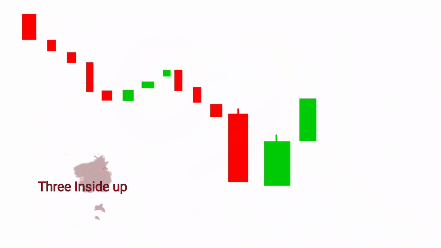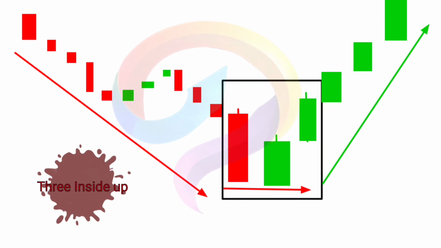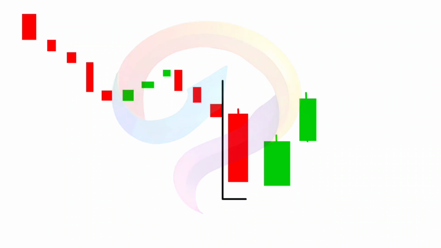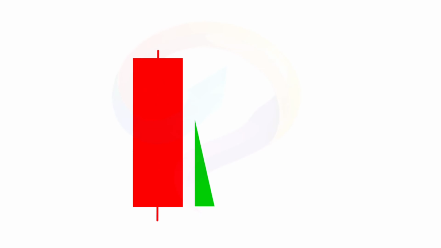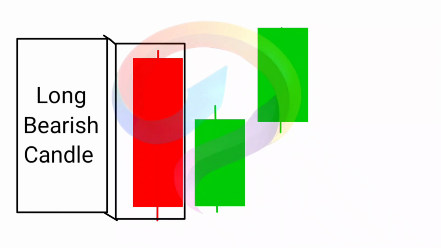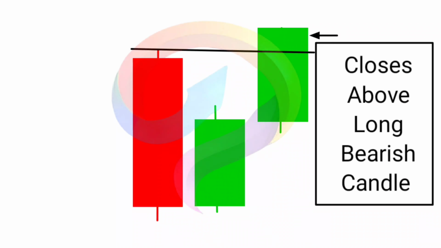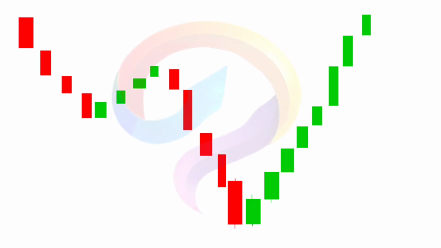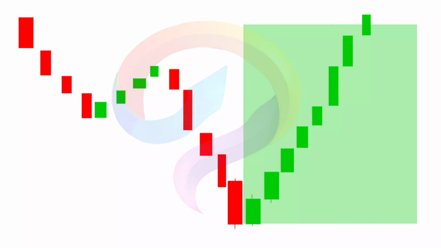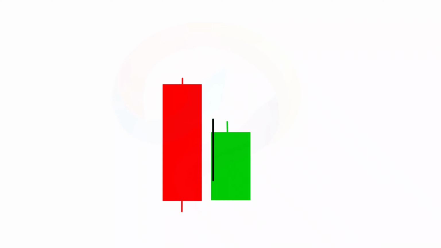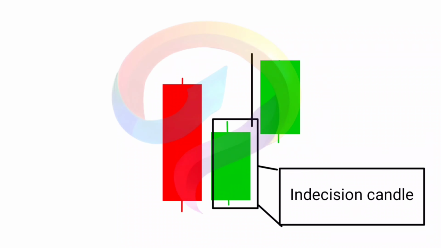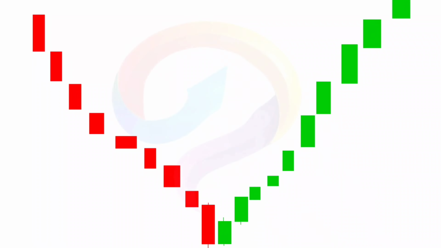3 Inside Up is a bullish candlestick pattern that forms after a downtrend. It is composed of 3 candles, with the first being a long bearish candle, followed by a small bullish or bearish candle, and finally a long bullish candle that closes above the high of the first bearish candle. The pattern suggests a potential reversal in the market as buyers are taking control from sellers. The small second candle indicates indecision in the market, but the strong bullish third candle confirms the reversal and the beginning of a new uptrend.